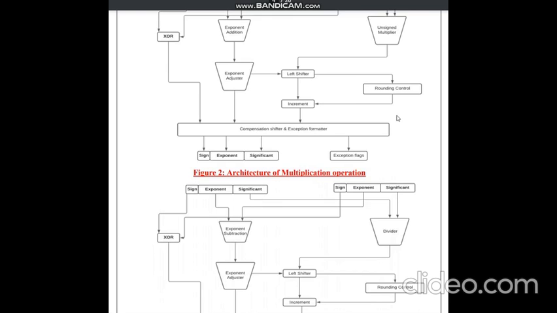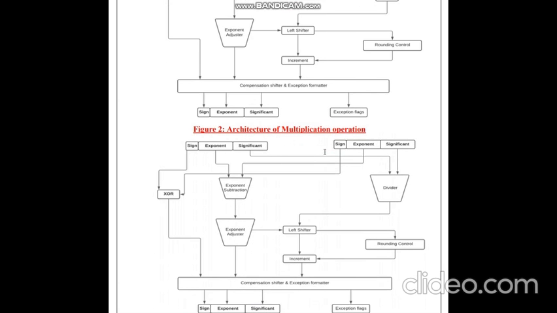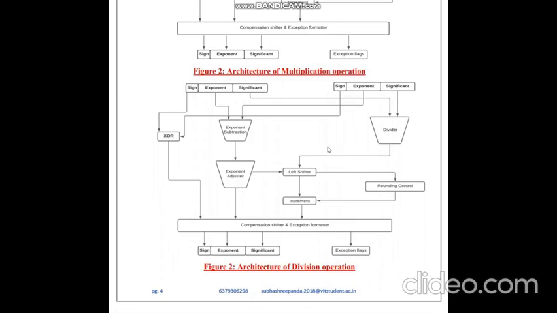And one more thing, the multiplication procedure can be used to perform division on operands, where the exponents of the operands are subtracted in division. Note this point. I repeat, the multiplication procedure can be used to perform division on operands, but the exponents of the operands are subtracted in division, and the architecture of the arithmetic core for multiplication and division are both shown in figures 2 and 3.